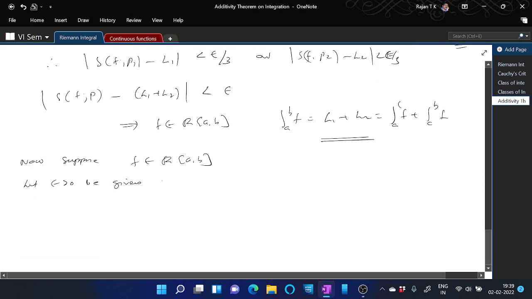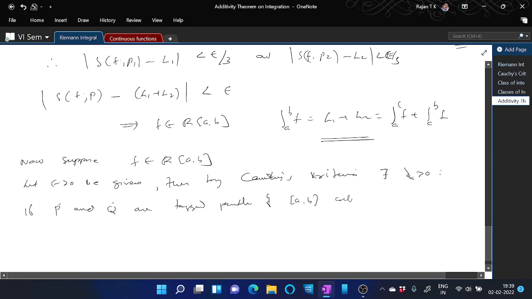Then by Cauchy's criterion, there exists some delta epsilon greater than 0 such that if P and Q are any tagged partitions of [A,B] with norm P and norm Q less than delta epsilon, we have modulus of S of P minus S of Q is less than epsilon.